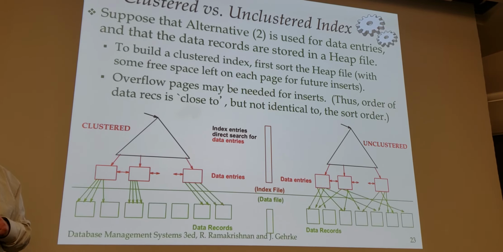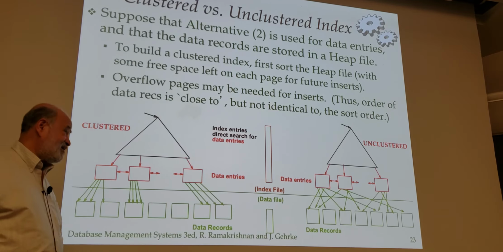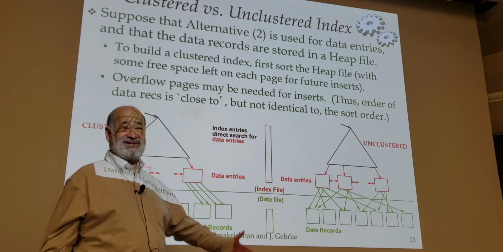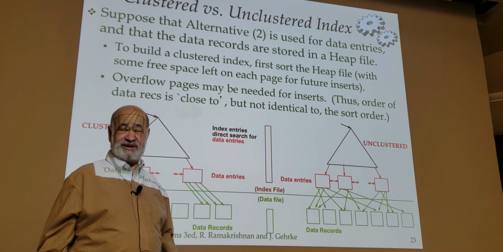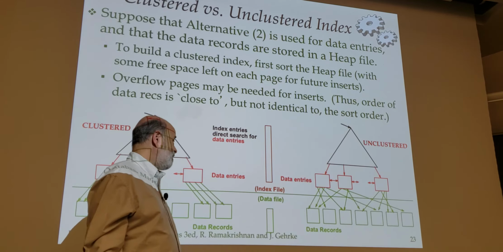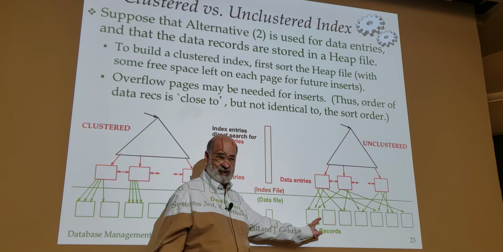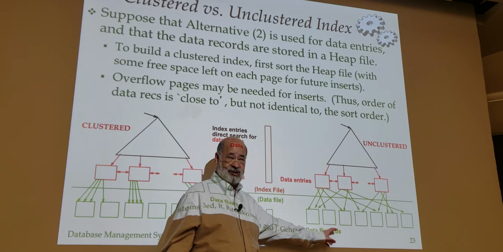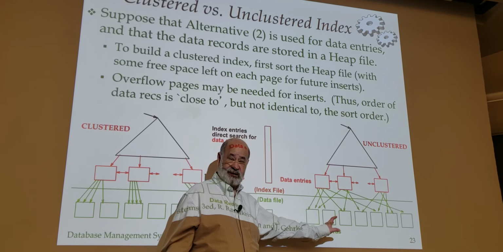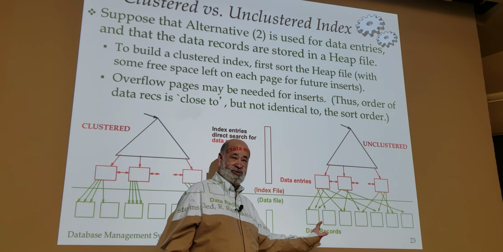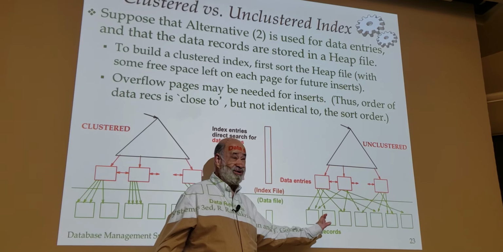What's going on in unclustered? The data is in the order in which the data is in, whatever that is. And I will have to have my data entries point to where the data records are, and they'll be all over the place in the example I gave you. The data is ordered by name. It might not be ordered at all.